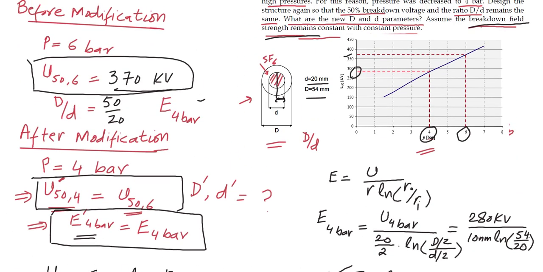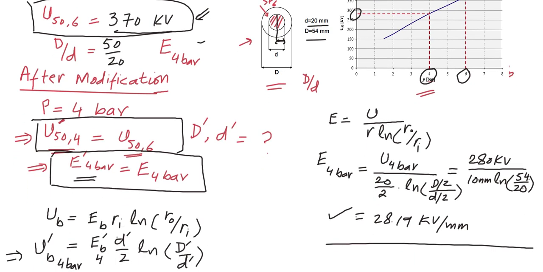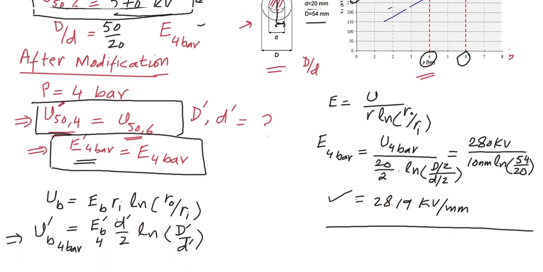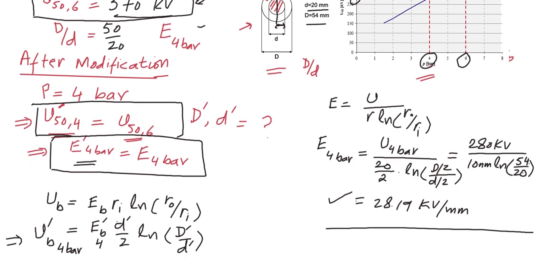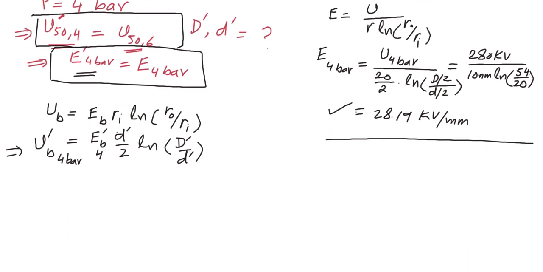Our condition stated that the breakdown strength must remain the same after the modification. Whatever breakdown strength we had before the modification, when we were operating at 6 bar, we had this much. Now after the modification, even though we will be operating at 4 bar, the breakdown voltage must remain the same. So U_B at 6 bar must be equal to U_B at 4 bar after the modification, so this will be equal to 370 kilovolt.